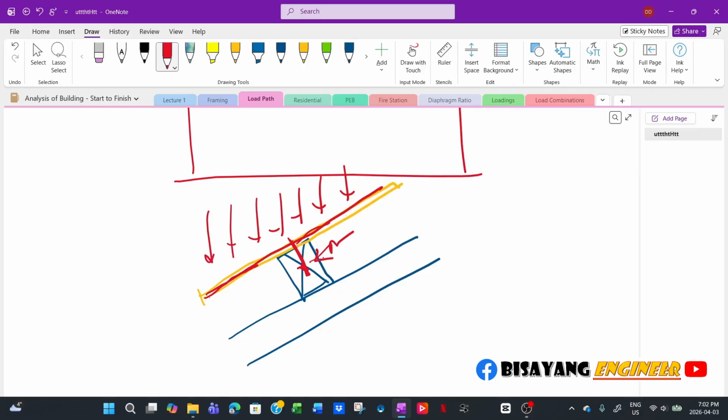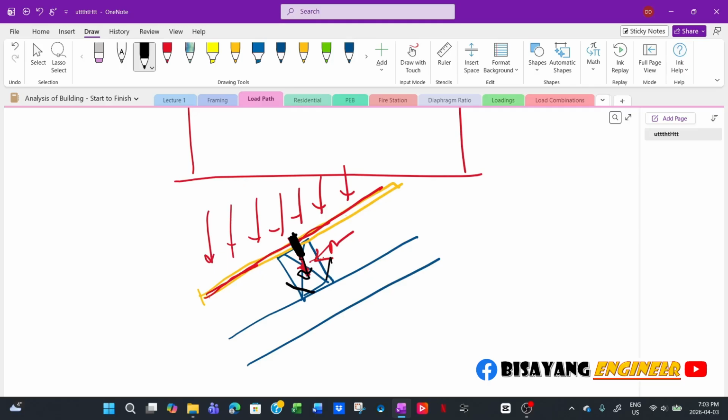purlins, but the purlins have to stay in place. Then you have to provide fasteners. So it will be screwed or nailed, fastened to the purlins, right? And then the load from the roof is transferred to the purlins. It will be divided into two components, the vertical component and the horizontal component.